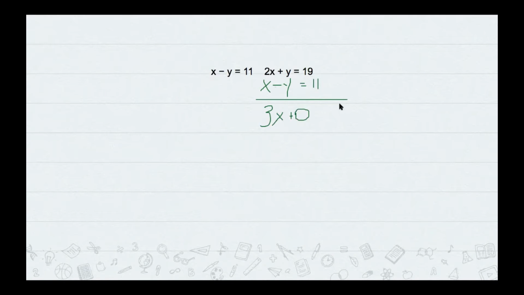So you would combine them. Positive plus a positive gives you... So what's 19 plus 11? 30. Yeah, good. Okay. Then what's the next step? You would divide both sides by 3. And what do you get after that? 10. Okay, good. What do you want to do next?